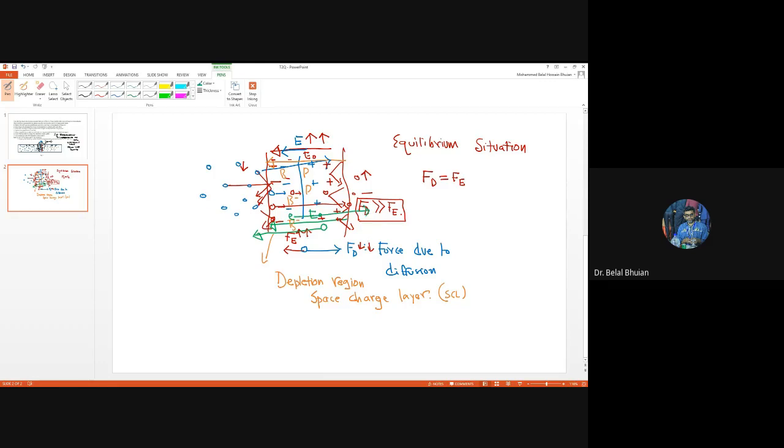So that means we cannot keep any holes and electrons permanently here. You see, I said permanently. So you can have holes and electrons going from n side to p side, but they cannot stay there permanently.